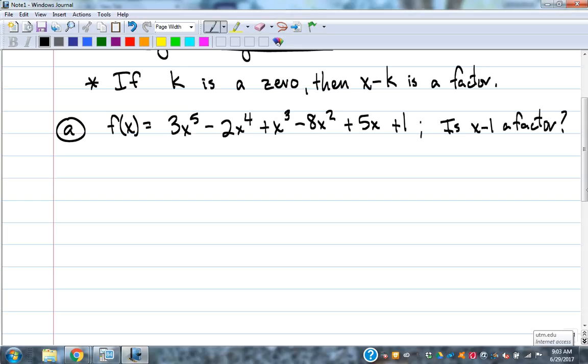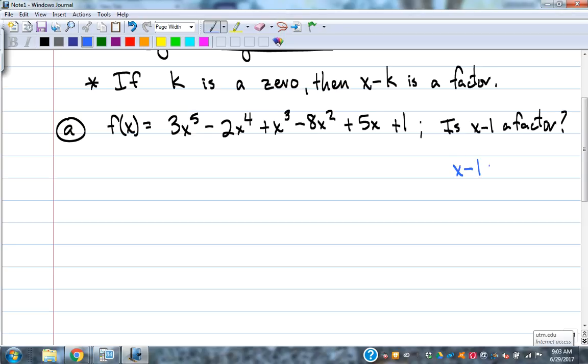So we've got this polynomial, f of x is equal to 3x to the fifth minus 2x to the fourth plus x to the third minus 8x squared plus 5x plus 1. This really large polynomial with a degree of 5, and they want us to answer the question, is x minus 1 a factor of that polynomial? To answer that question, we're going to use that idea that's up here in the start statement, that if k is a 0, then x minus k is a factor.